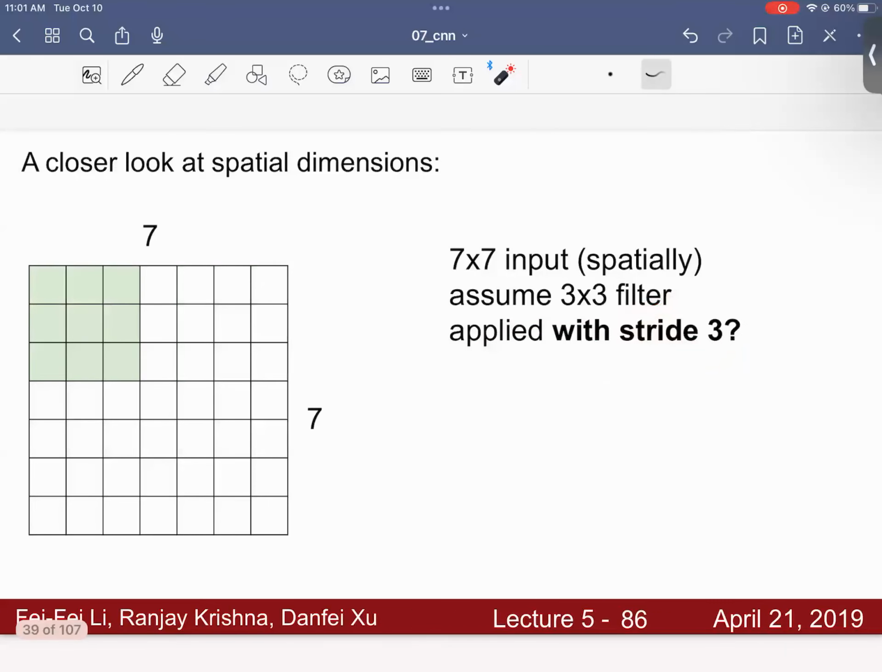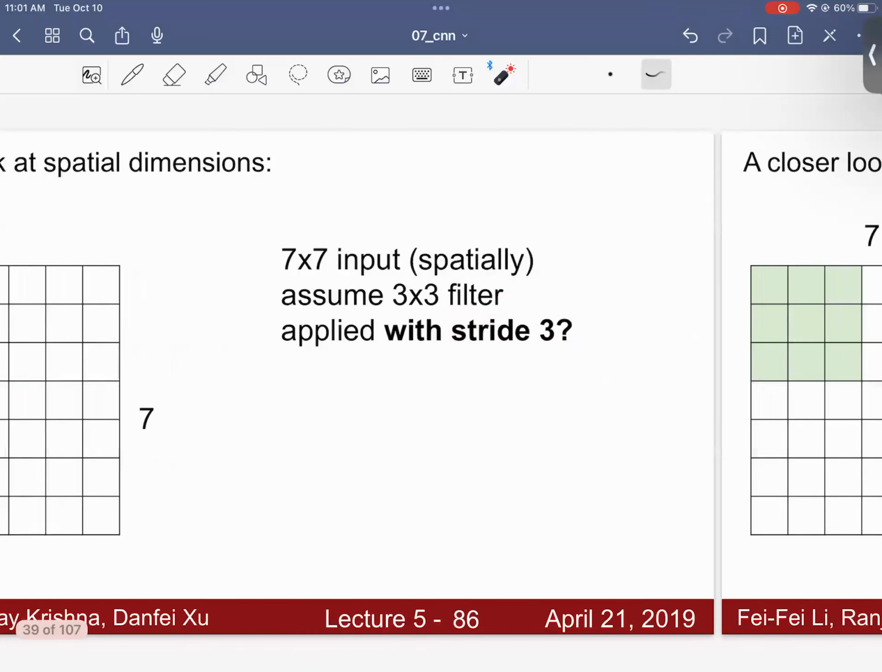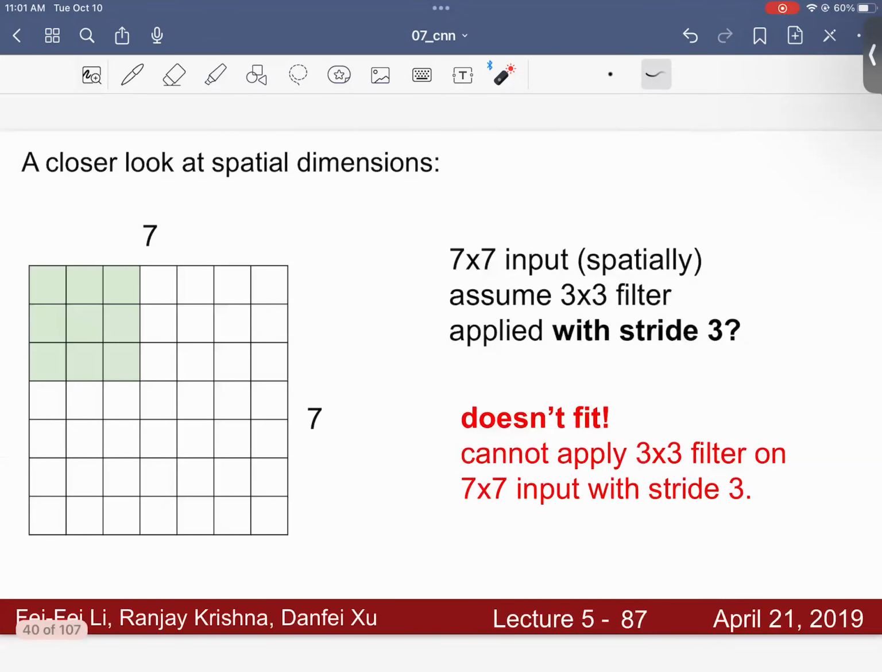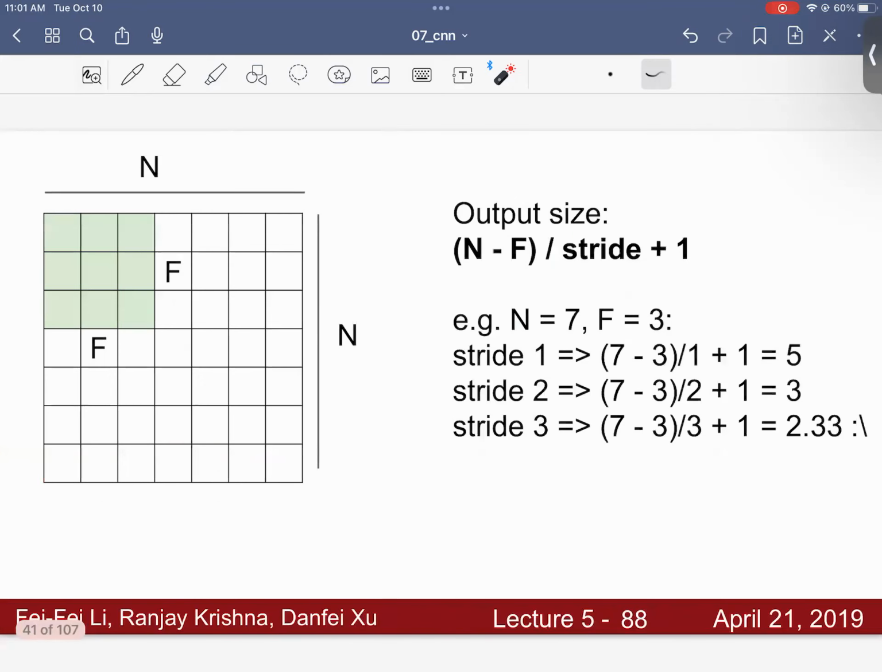Okay. What happens if you're using stride 3? Stride 3 doesn't fit, because you go here, here, and then you have nowhere else to go because you're moving outside your image, your input boundary. So you can't use a 3 by 3 filter on a 7 by 7 input with stride 3. This doesn't work. There's a very simple equation you can use to calculate the output size, but it's just simple intuition.